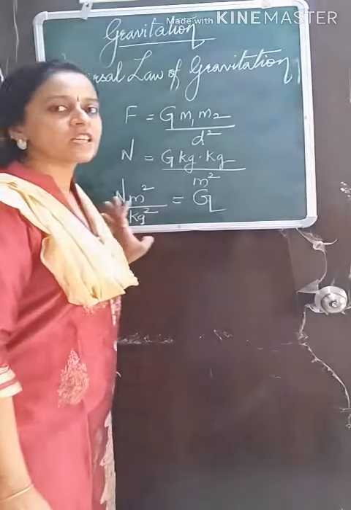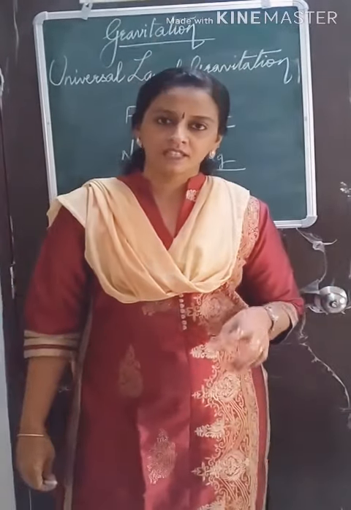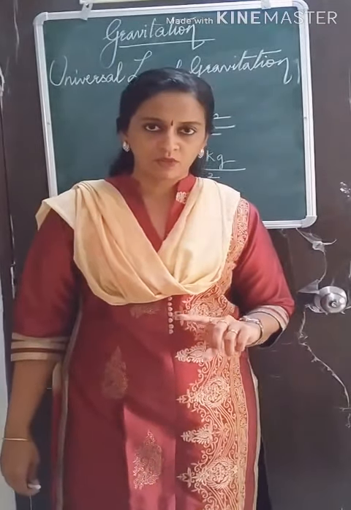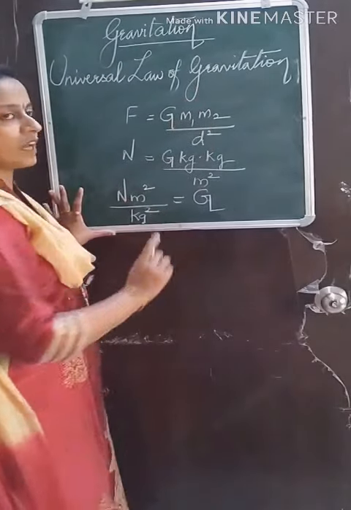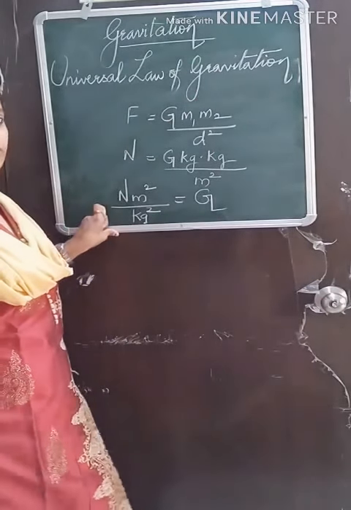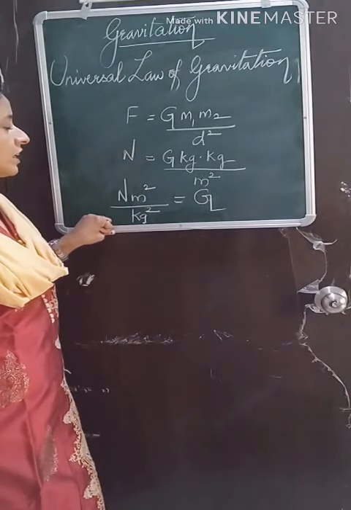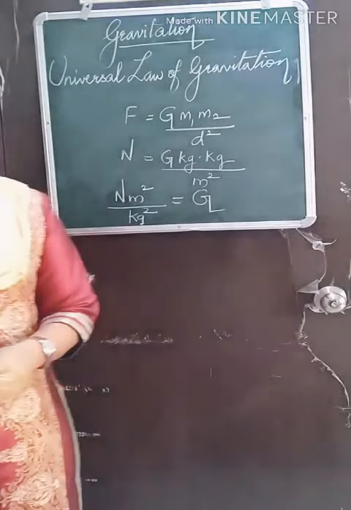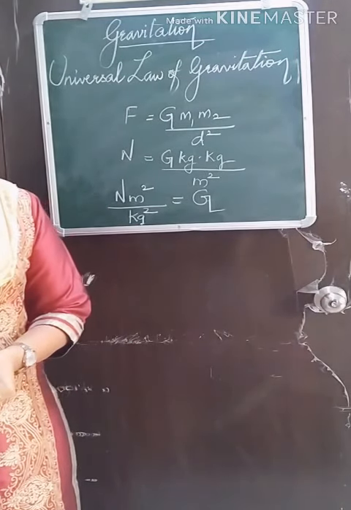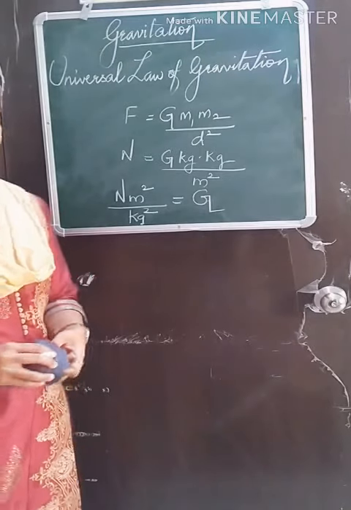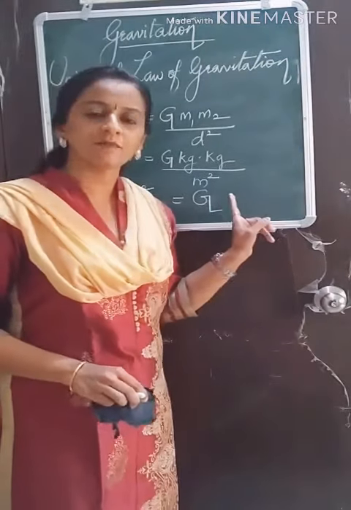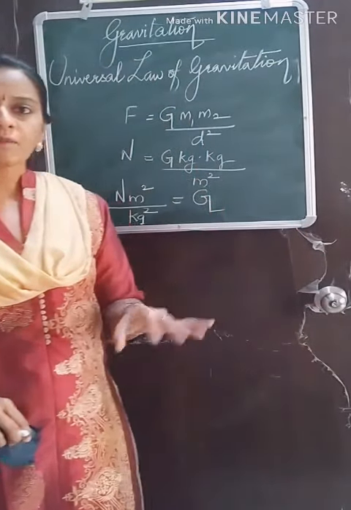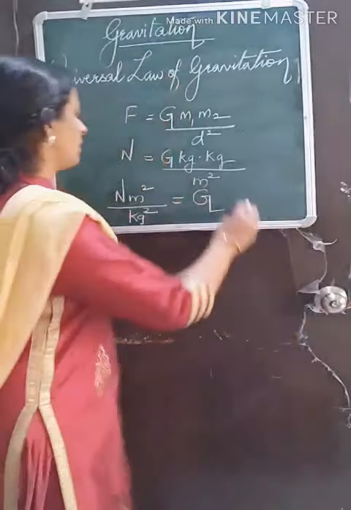So the value of G is 6.673 into 10 raised to minus 11 Newton meter square per kilogram square. How that unit came, that also I explained. Please take a note of it in your book. Write down. Who had given us this value of G? Henry Cavendish. That also you remember. In the sums we need this. Okay? Okay, fine.